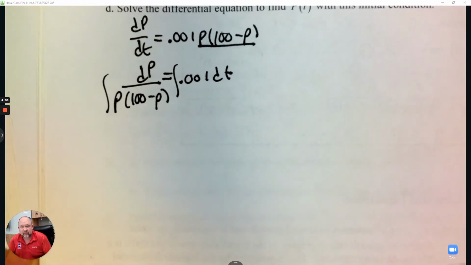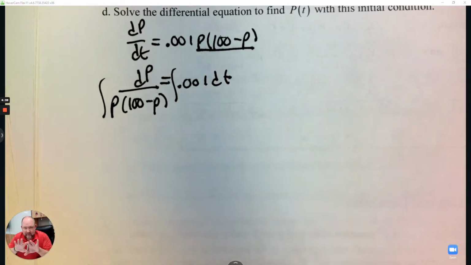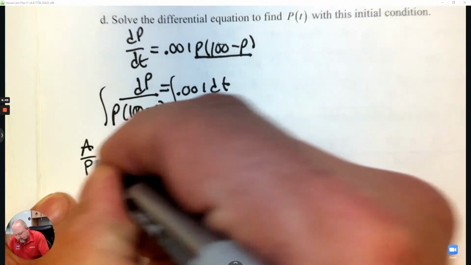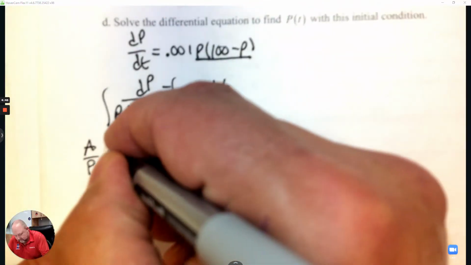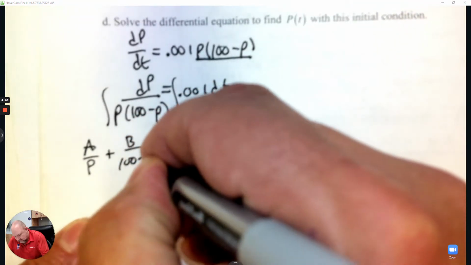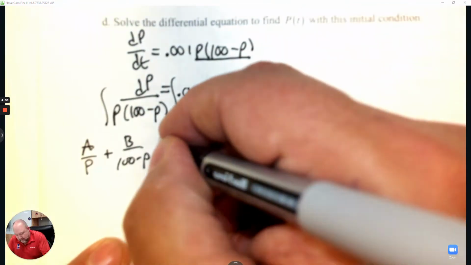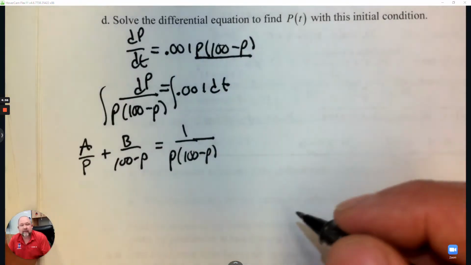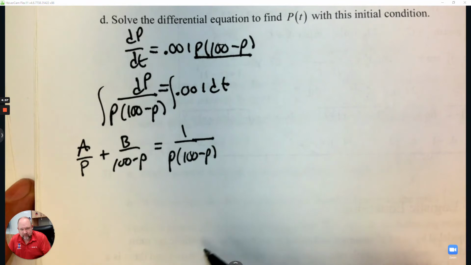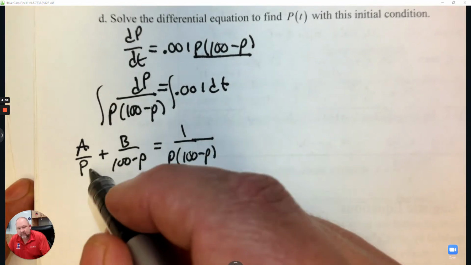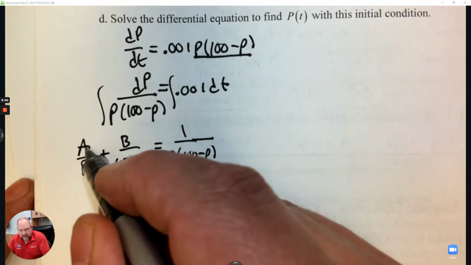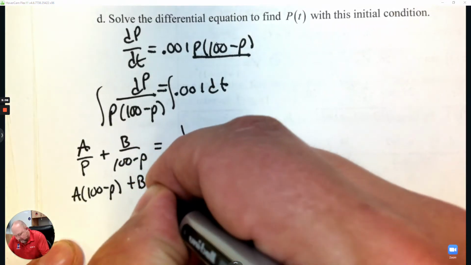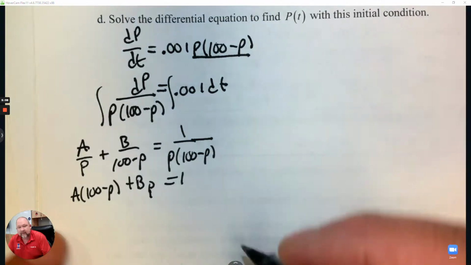I'm going to have to do this by separating it into two fractions. So on the side, I have A is going to be the first. It's already factored out. And that's going to be equal to 1 over this. So I'm going to separate it into two fractions. So if I multiply to make common denominators, A is going with 100 minus P, and B is just P, and that's equal to 1.